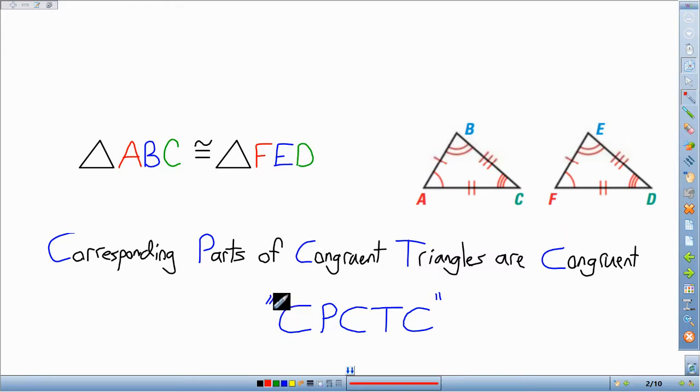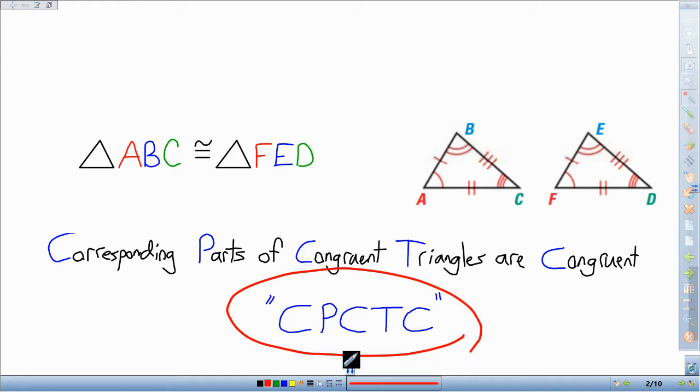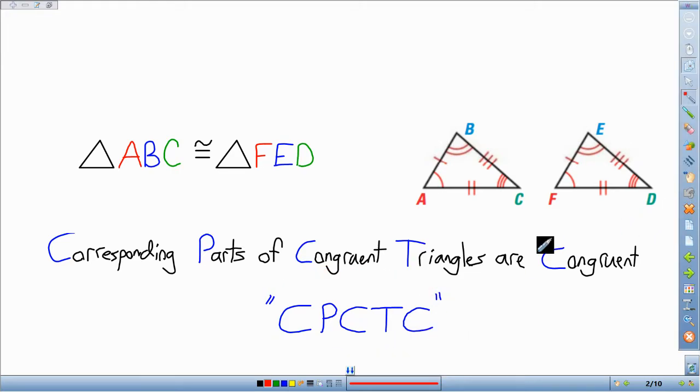Basically, the shorthand way of thinking about all of this is that the corresponding parts of congruent triangles are congruent. Here's a little acronym: CPCTC. Corresponding parts just means the parts that land in the same spots on these triangles. Angle A and angle F would be considered corresponding angles. So would B and E, so would C and D. Same thing with these side lengths. This would correspond to this. So all the corresponding parts on these congruent triangles are congruent. We're going to use that to do some problems.